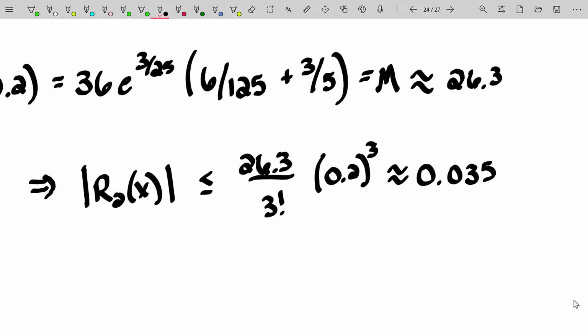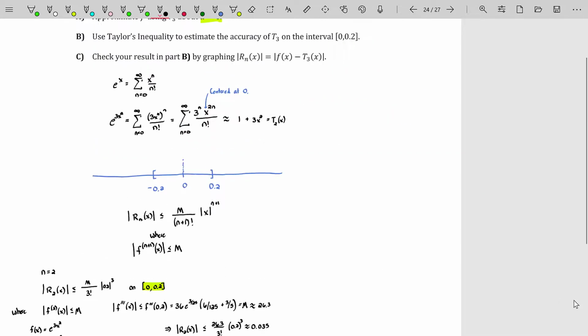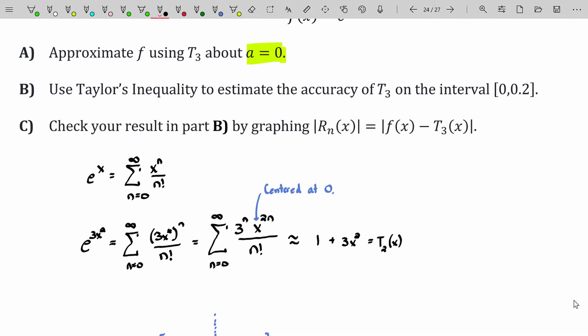0.035. Now let's take a look at how bad our error actually is by hopping over to Desmos really quickly. And by the way, that is the last question there: check your result by graphing the error. We're just going to graph the difference between the given function, which is e to the 3x squared, and our Taylor polynomial approximation, which was 1 plus 3x squared.